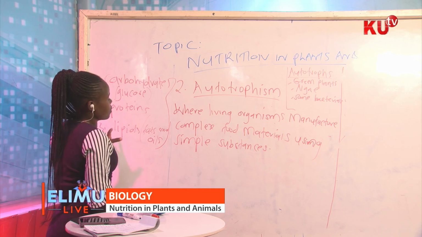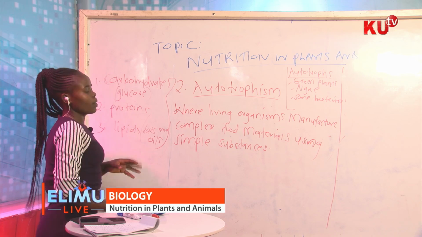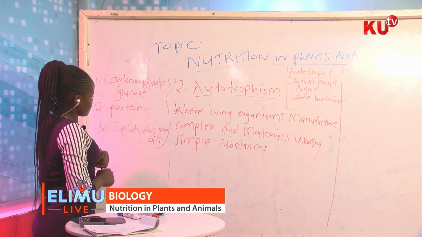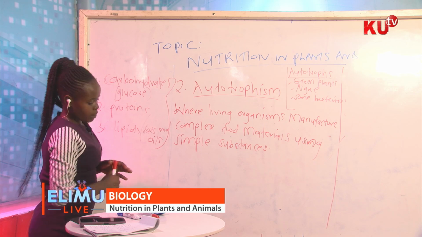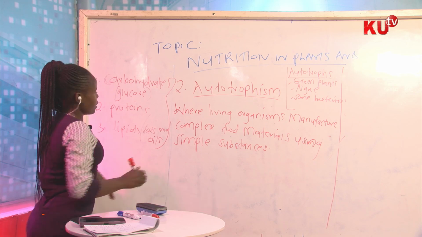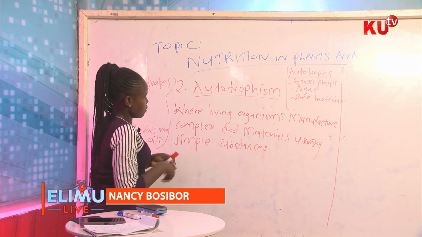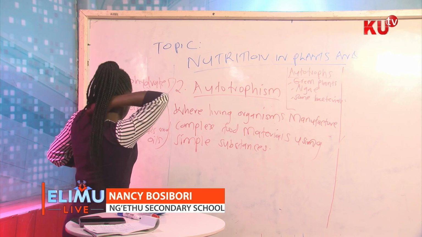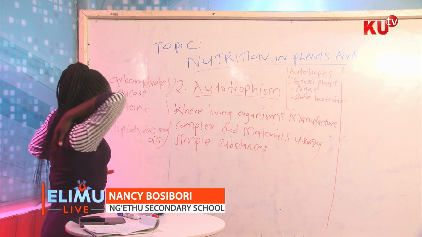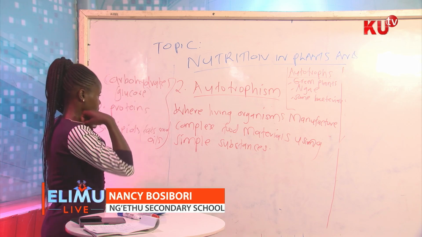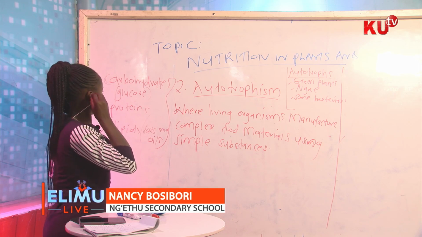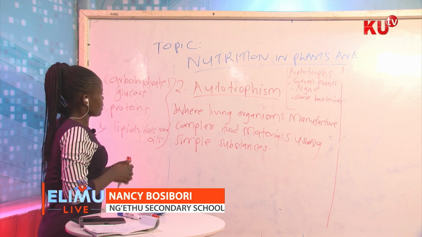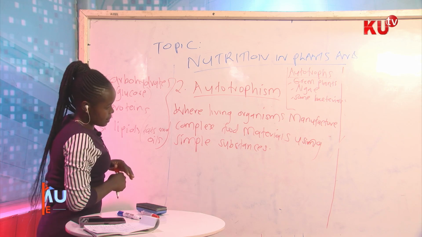And these complex food materials are the end products of the process of photosynthesis. And for the simple substances they use, these are the raw materials, and they are the raw materials and the conditions necessary for the process of photosynthesis to take place.